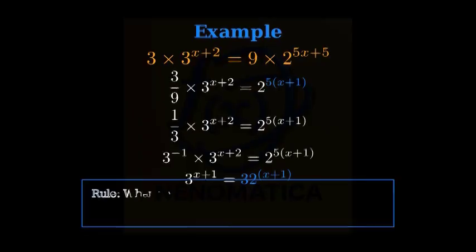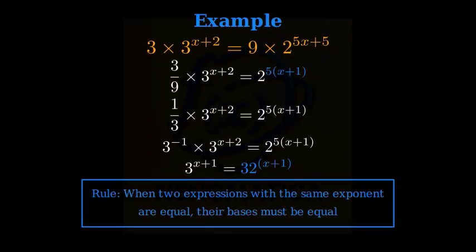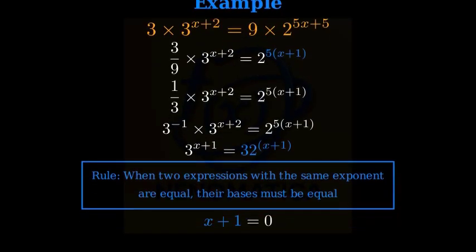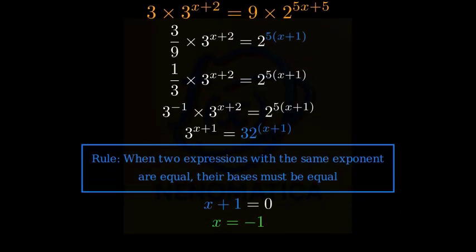On the right side, we know that 2 to the power of 5 equals 32. So, 2 to the power of 5 times x plus 1 equals 32 to the power of x plus 1. Now, we have an equation where both sides have the same exponent, x plus 1. For this to be true, either the exponent equals 0 or the bases must be equal. Since the bases are different, 3 and 32, the only possibility is that the exponent equals 0. So, x plus 1 equals 0. Finally, solving for x, we get x equals -1, which is our answer.